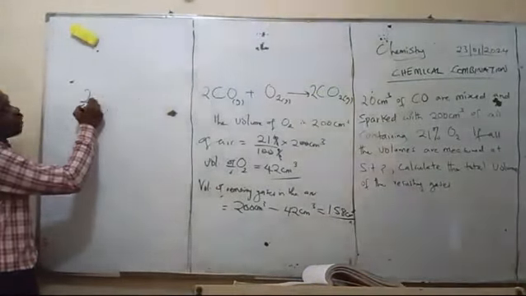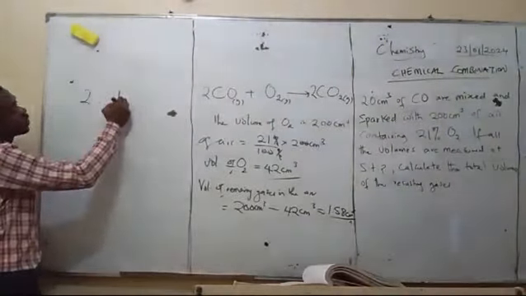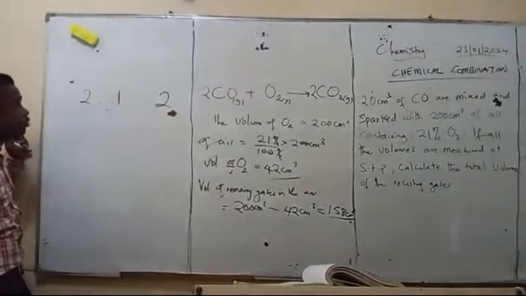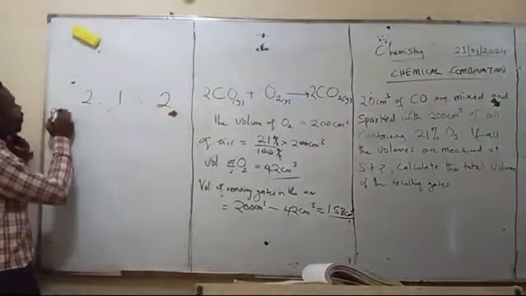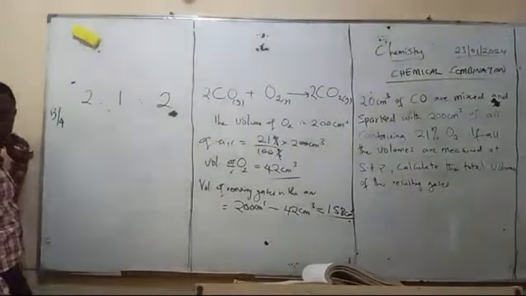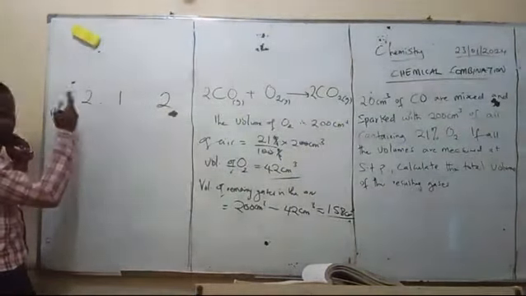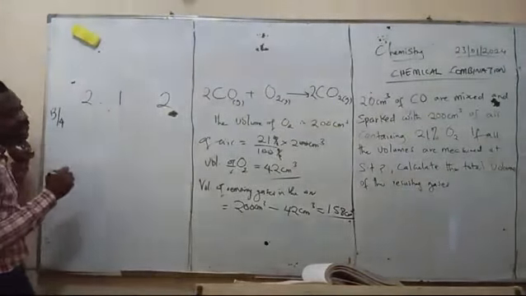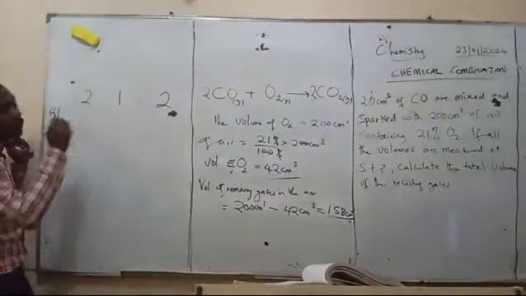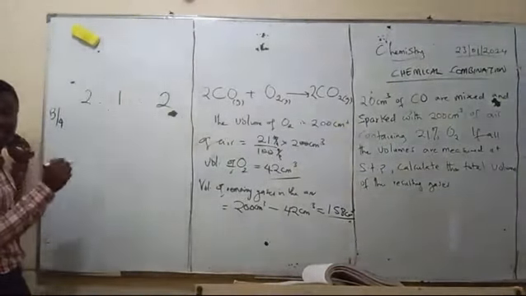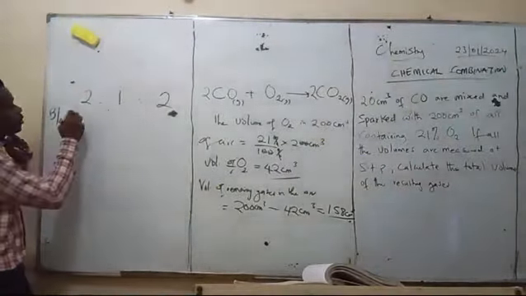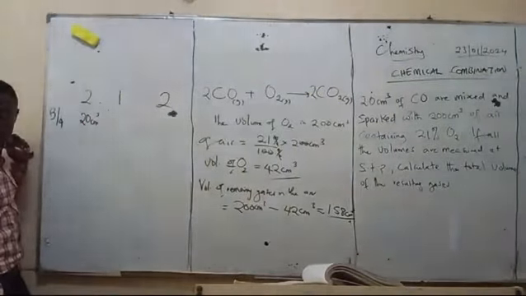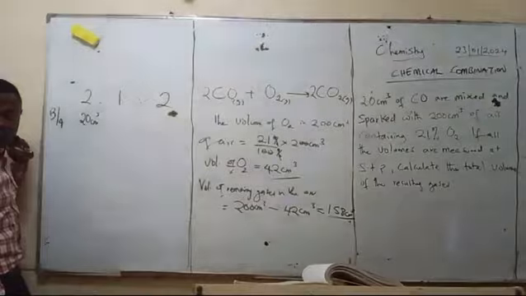Now, let us set up the mole ratio. So here you have 2 for carbon 2 oxide is to 1 for oxygen, which is to 2 for carbon 4 oxide produced. So before sparking, remember I told you that this is as good as saying volume. Before sparking, what is the volume of carbon 2 oxide that was brought in? 20 cm cube.